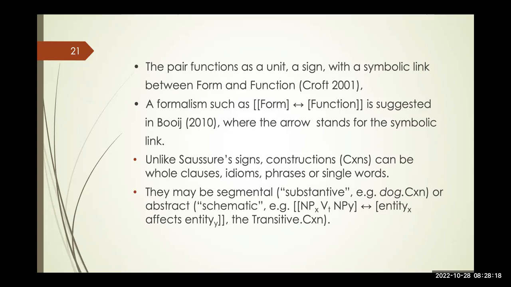Now, there are a couple of differences from Saussure's signs, although there's also some similarity. One difference is that constructions can be whole clauses, idioms, phrases, or single words. For him, they were single words. Another difference is that they may be either substantive, like dog, or abstract, very schematic. For example, NP_X V_T NP_Y, linked to entity_X affects entity_Y, is a transitive construction. That is a very abstract, schematic construction.